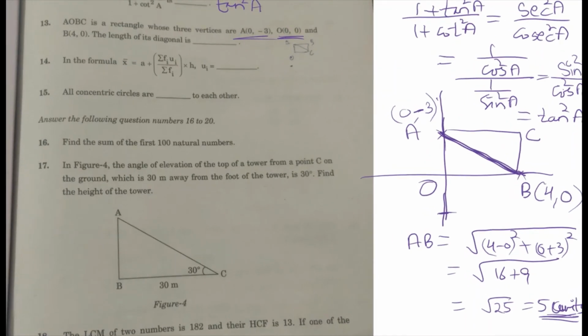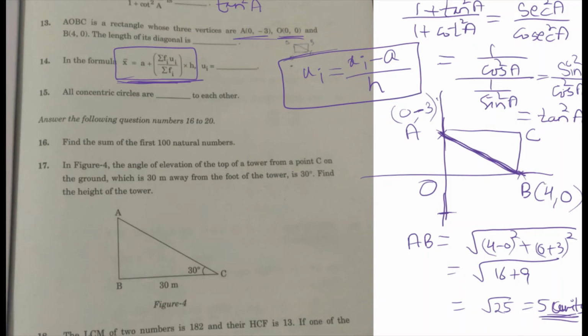14th one. In the formula x bar equals to, so this is the formula for mean, assumed mean method. Sorry, we need to find the u_i, so it is the step deviation method. So u_i equals x_i minus a by h. This is x_i minus a by h.